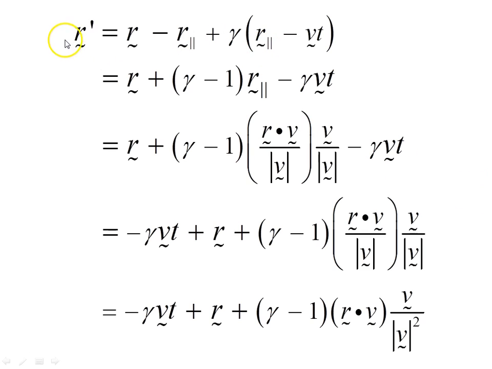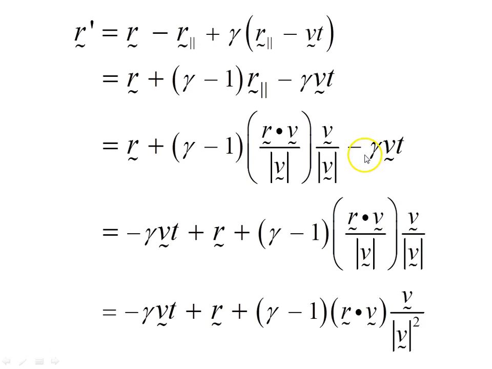Now, coming back here, R prime is this object as we found earlier. We can just rearrange some terms here. We can collect this minus R in here. We can have gamma minus 1 times the R parallel part. Okay, and then on the next line down, R plus gamma minus 1 times the R parallel vector can be replaced with what we found on the previous page, which was this whole expression here.